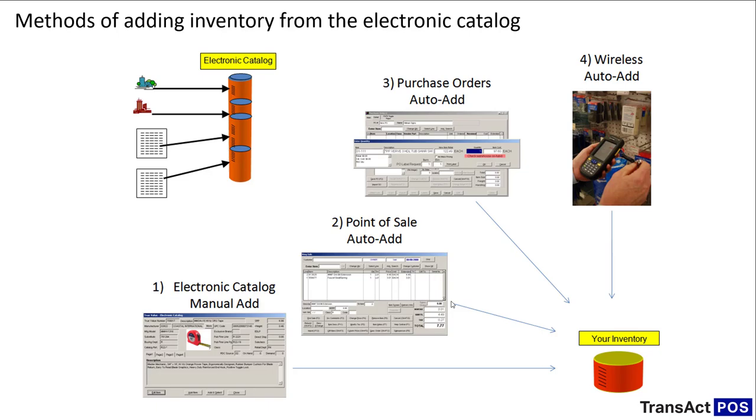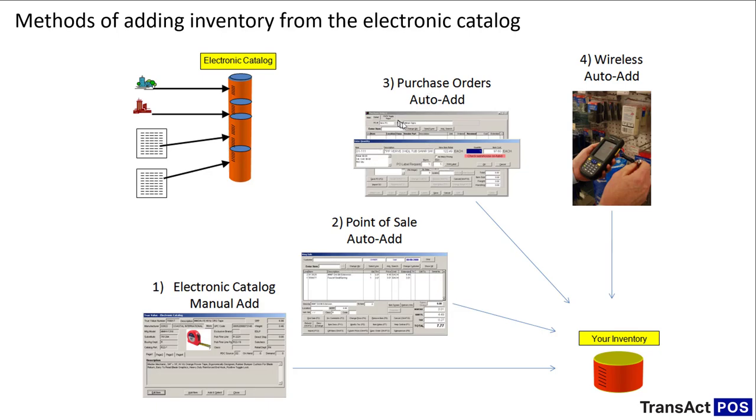The 4th area is in the wireless application, a number of different spots there. If you're doing a simple cycle count, it'll do an auto add if required. If you're doing just an item lookup and you have the options configured, it will do an auto add at that point also, just by looking up items if it does not locate that item in inventory.